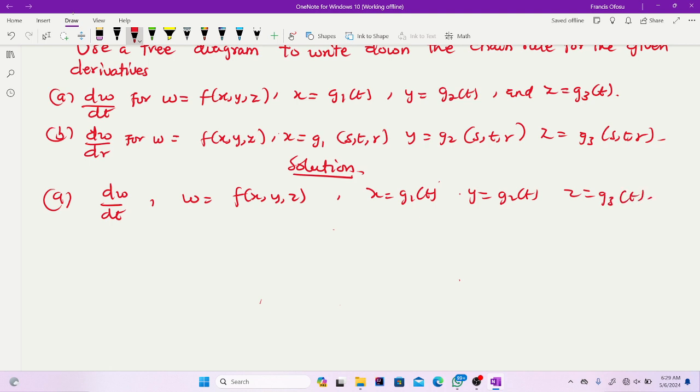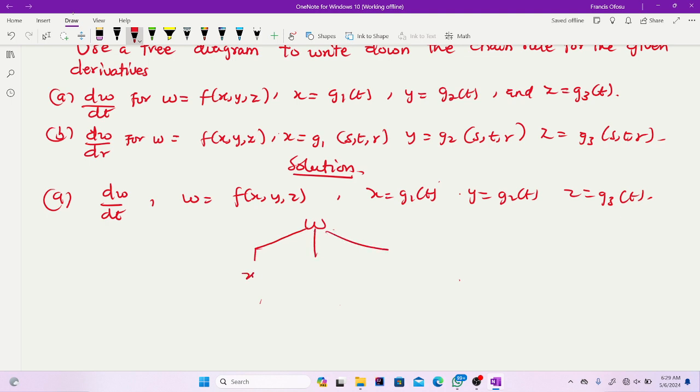And as I told you, for this tree diagram, we are interested in the variables, okay? The variables within the argument of each function. So here is a function which is called w, right? You simply write w. This is the head function, okay? The w has three variables, so you just create three branches.